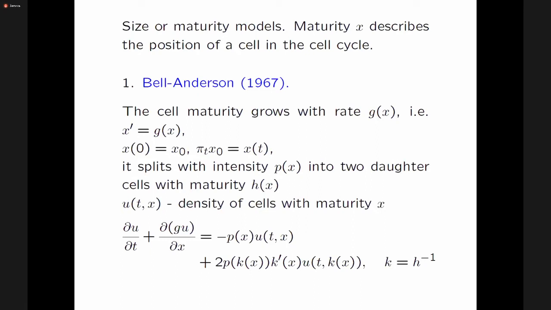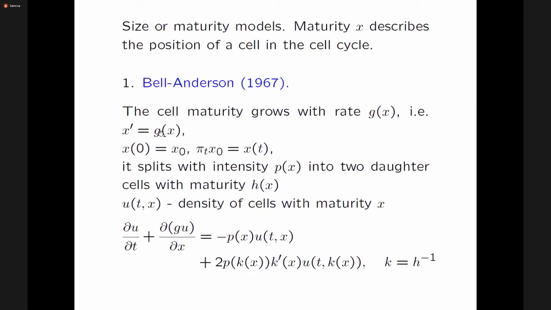For example, if you consider rod-shaped cells, then we can measure the size of a cell in a very simple way: its length. Some models of the cell cycle which describe maturity or size appeared many years ago. I start from a very simple model by Bell and Anderson, but I will show you that it can lead to an interesting semigroup, completely non-trivial. You can imagine that the cell maturity grows according to some differential equation.